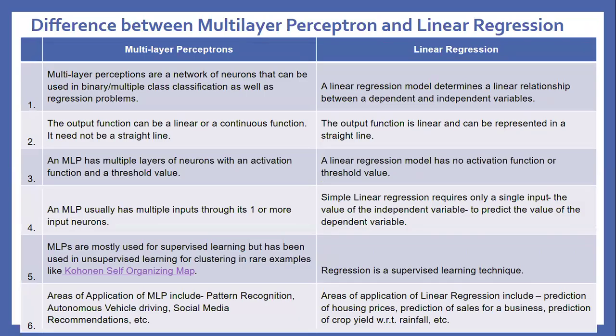A multilayer perceptron is a network of neurons that can be used in binary and multiple class classification as well as regression problems. A linear regression model determines a linear relationship between the dependent and independent variable. The output function can be linear or continuous. It need not be a straight line in a multilayer perceptron, but in linear regression, the output function is linear and can be represented in a straight line.